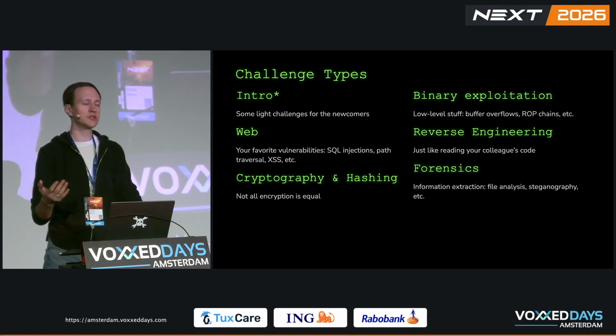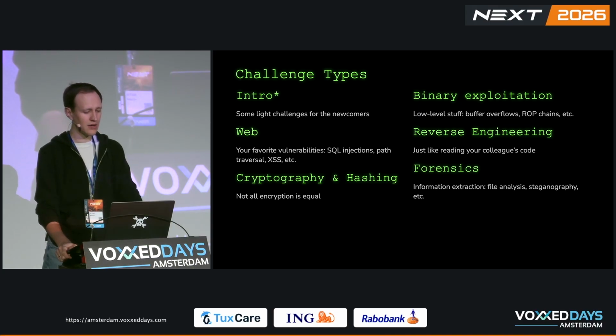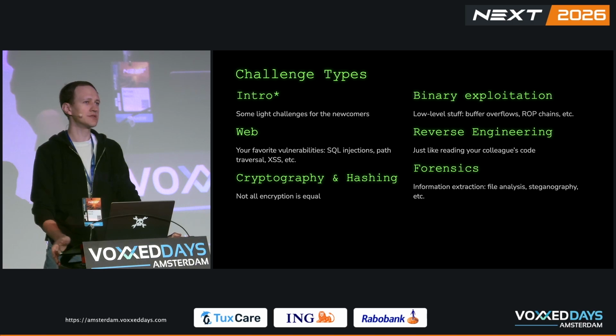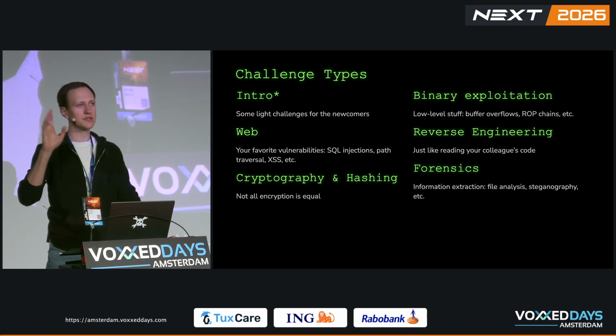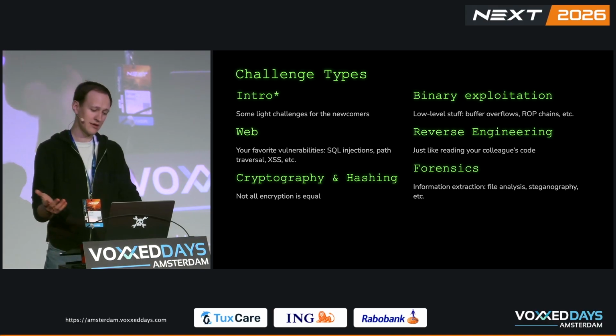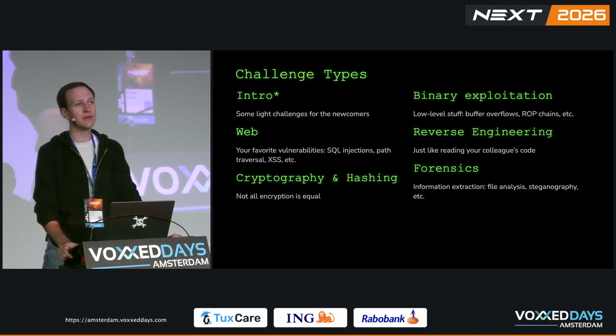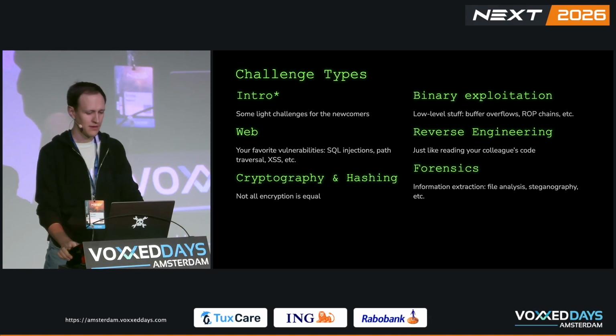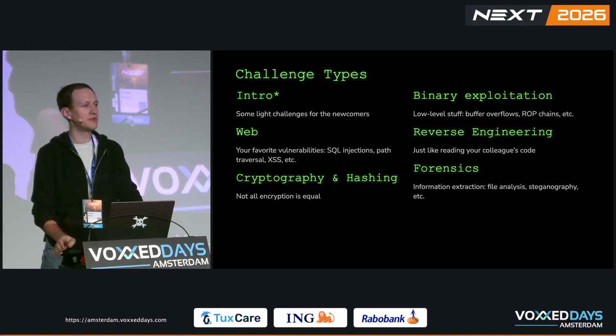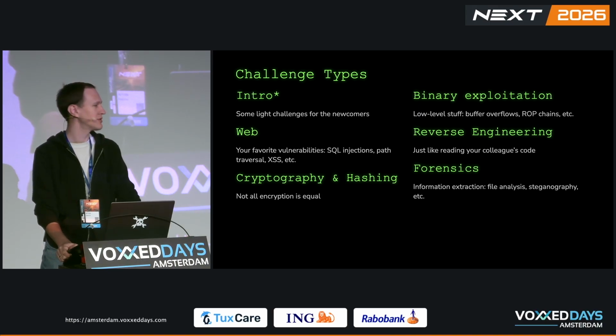There are different challenge types traditionally. There are web challenges, and that's all of your favorite vulnerabilities. You have SQL injections, path traversals, XSS, everything we like or hate. You have cryptography, where you try to break cryptography when it's configured not so securely. You have binary exploitation, that's low-level stuff, right? We need to figure out how to do buffer overflows and these kinds of things. You have reverse engineering, where you just get a binary and you need to figure out how it works. It's basically like reading your colleague's code.